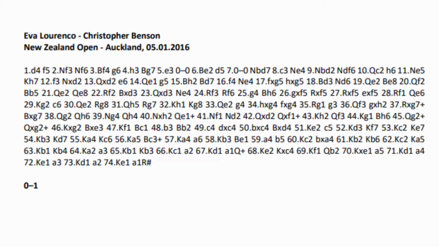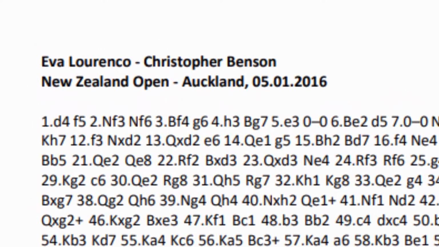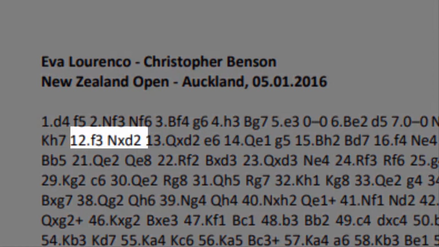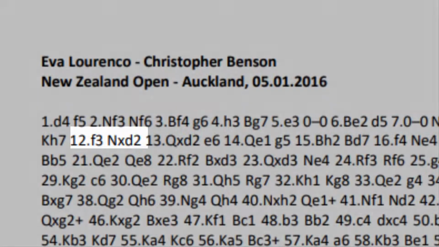So for example, if I go to the 12th move, we get Nxd2. And whenever we have a capture, we just simply place the square after that, because we are capturing a piece that is going to be on a square. Only one piece can be on a square. Therefore, we don't need to specify what we capture because only one piece is going to be in that square.